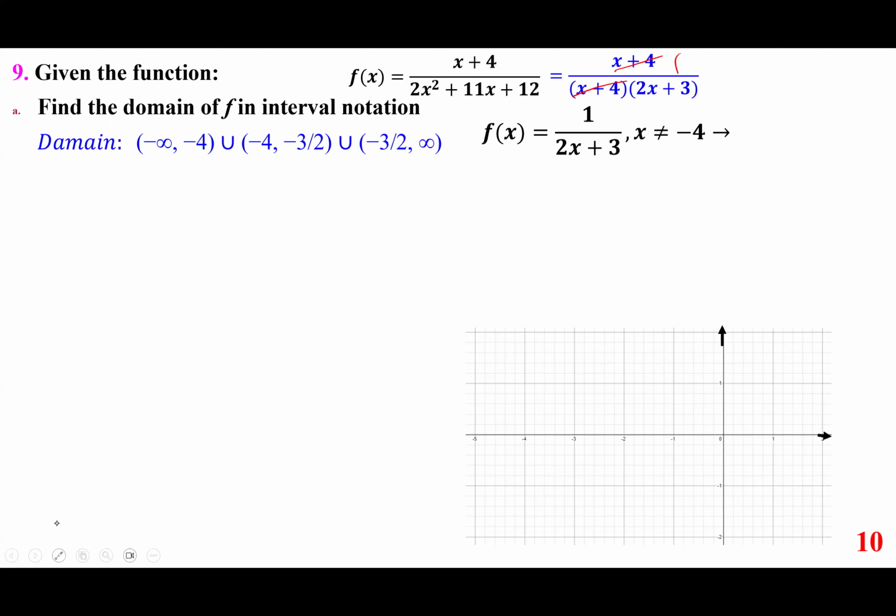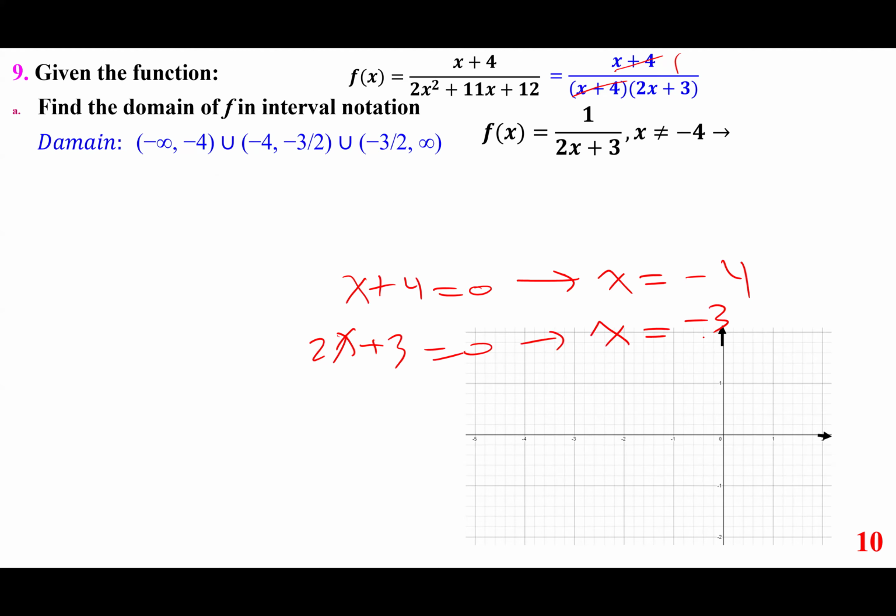So the way you find it, I want to make sure we understand. X plus 4 equals 0. That means x equals minus 4. 2x plus 3 equal to 0. That means x equals negative 3 halves. These two create a problem. They give us a 0 in the denominator, and we got to get rid of it. That's the idea. And the way you write interval notation, always from small to large.